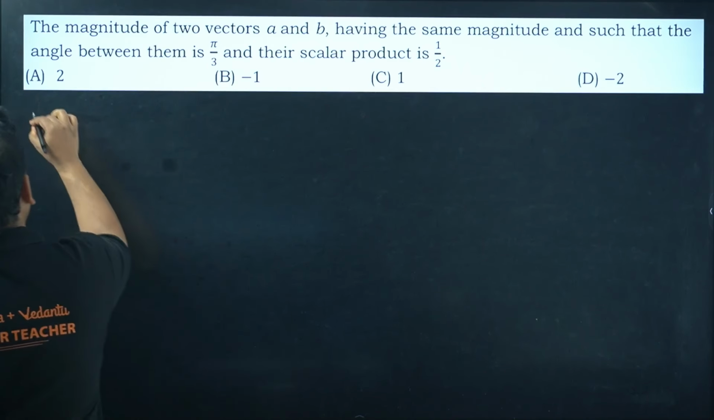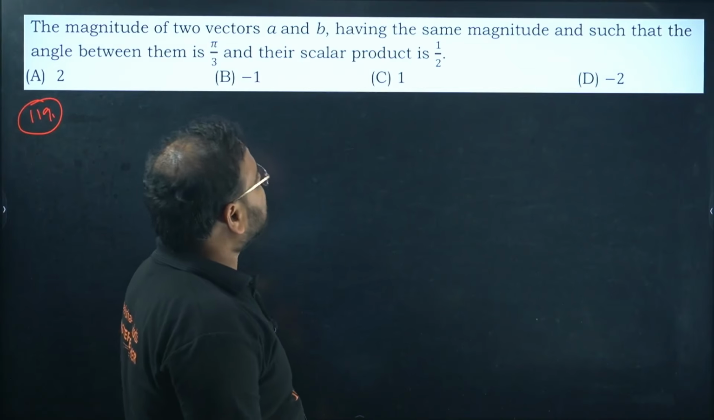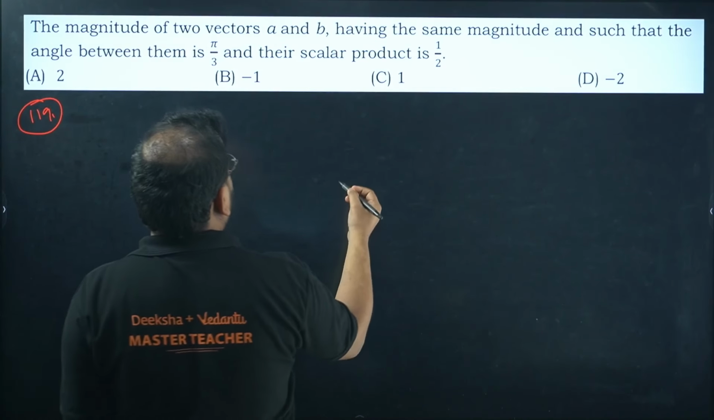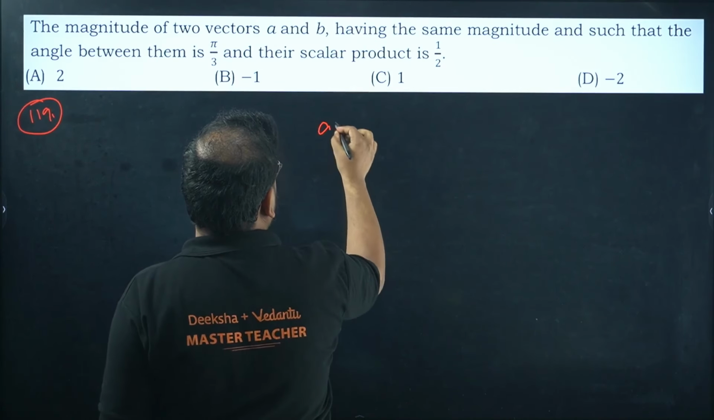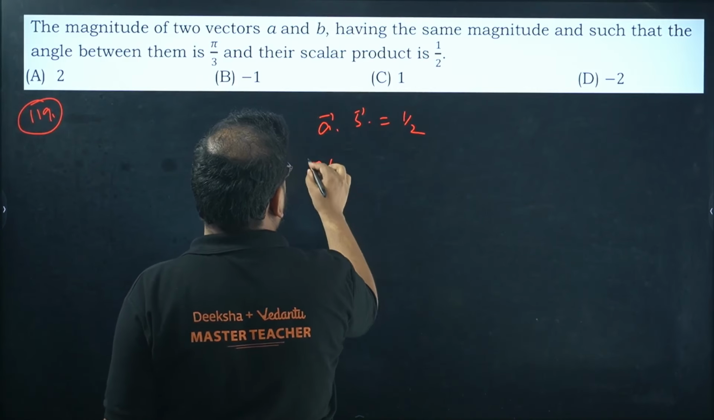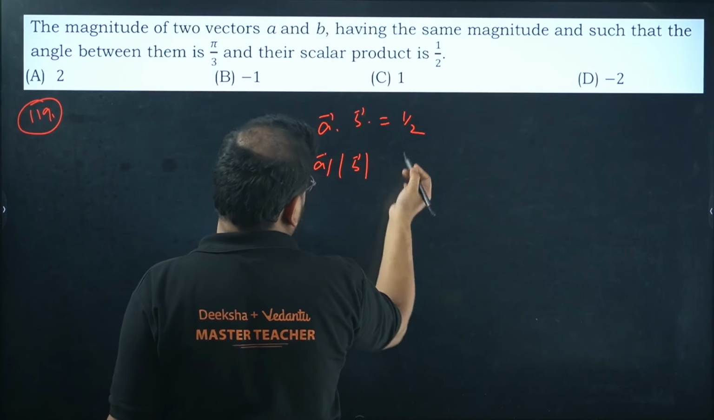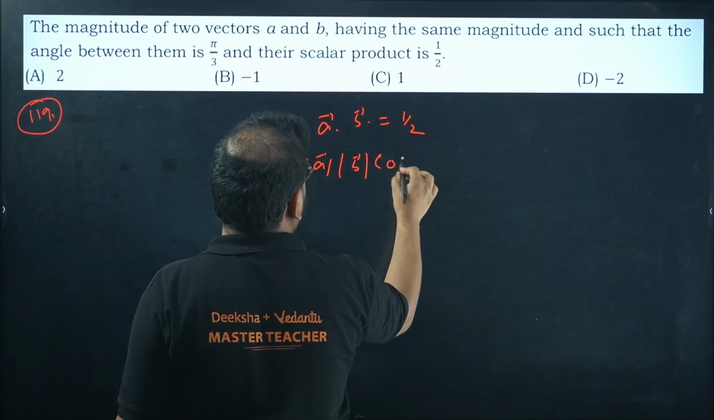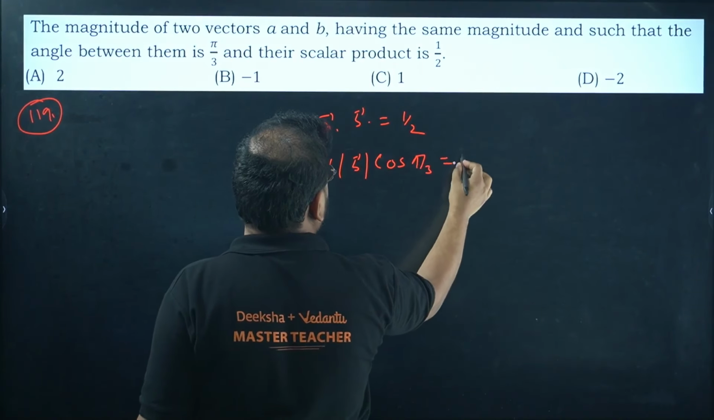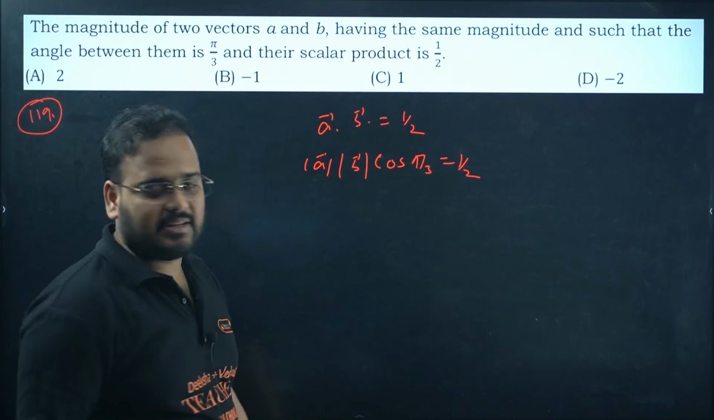119. Two vectors A and B have the same magnitude. The scalar product, vector A dot B, is 1 by 2. Since they are the same in nature, I can write mod of B also. Cos of pi by 3 is 1 by 2. They have mentioned that very clearly, the angle is pi by 3.